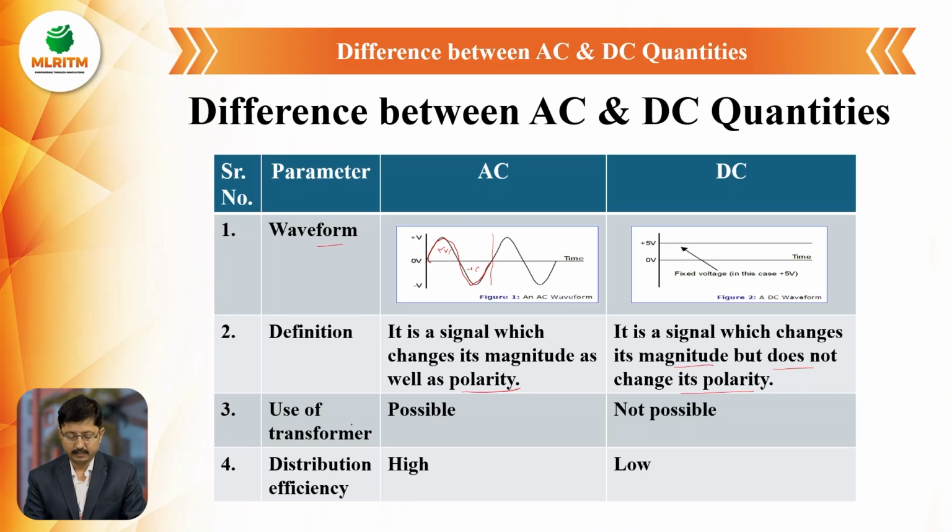In case of AC quantities we can use the transformer. The transformer is used to step up or step down the voltages. This is possible in AC supply, whereas the use of a transformer is not possible in case of DC quantities. Coming to the efficiency point of view, we have the highest efficiency in AC systems compared to DC systems, and DC quantities give lower efficiency.